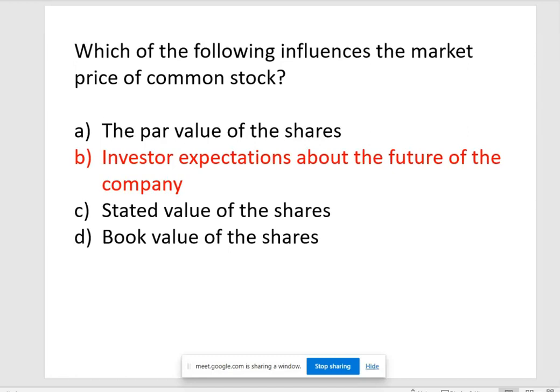The book value is its liquidation value. If the company sold off everything it has and went to cash, it would not include things like intellectual property, but any tangible assets that they can sell off for cash. Divide by the number of shares outstanding, and that gives you book value per share. It can be important, but that's not what really drives the price, nor does stated value, which is par value. Expectations do, however. Yes, very good.